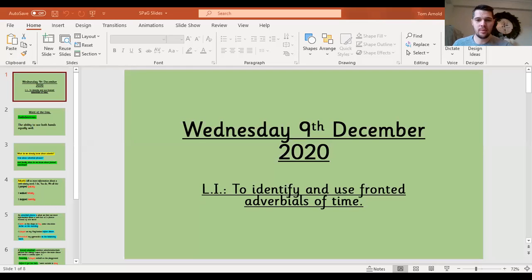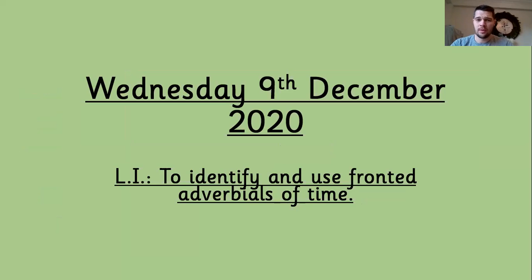So I'm just going to share my screen with you straight away, and we are going to look at our LI, which is to identify and use adverbials of time. We've done this a little bit, but we're still, as a class, forgetting to put the comma after our fronted adverbial to separate our clauses there. So that's a real focus when you're practicing these at home.